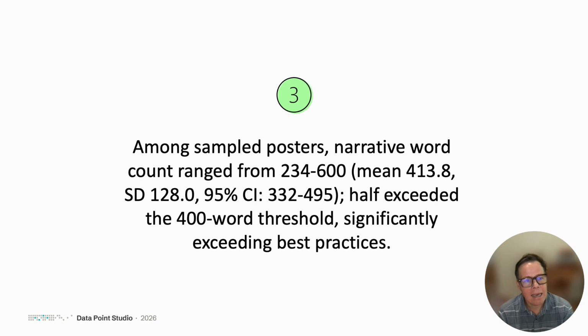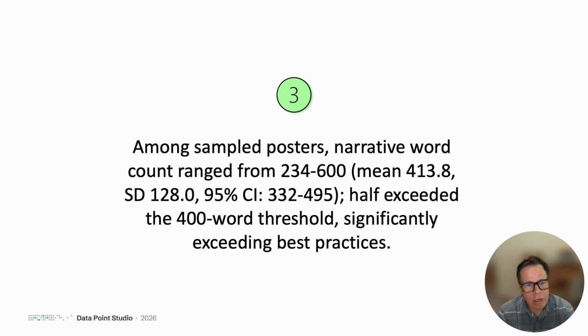Let's try it again. Here we have a range with a mean, a standard deviation, and a 95% confidence interval. But we also have something unique. We have a threshold, a fence. We haven't seen that before, and that lends itself very nicely to visual storytelling.